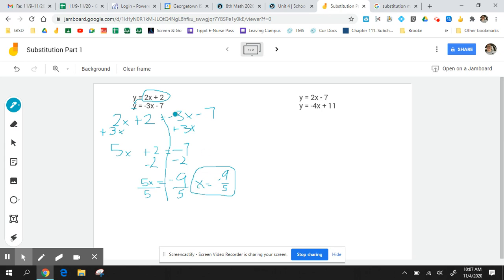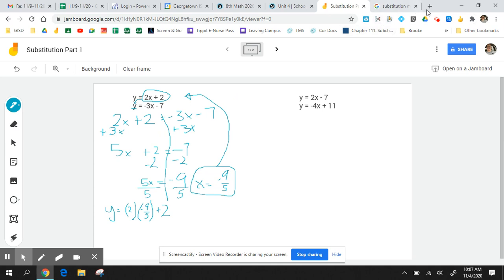So now I want to plug back into one of these top equations. I can plug this into either equation. It does not matter which one. It will still give you the same answer. So I'm going to just go ahead and plug it into the top one. So I'm going to have y equals 2 times my negative 9/5, and you can definitely put this in the calculator, plus 2.